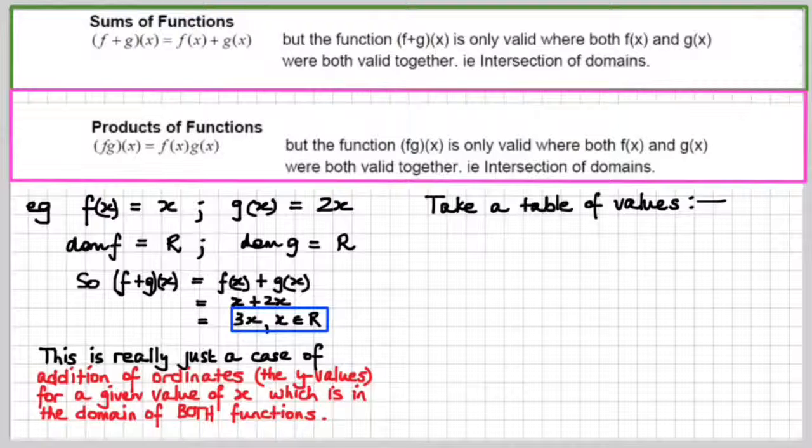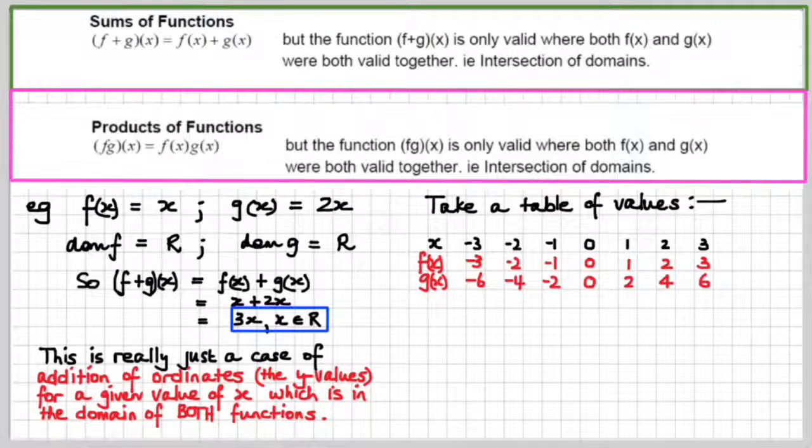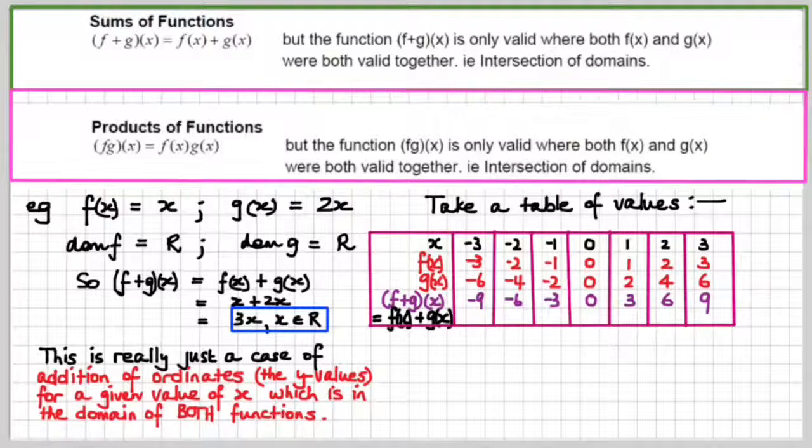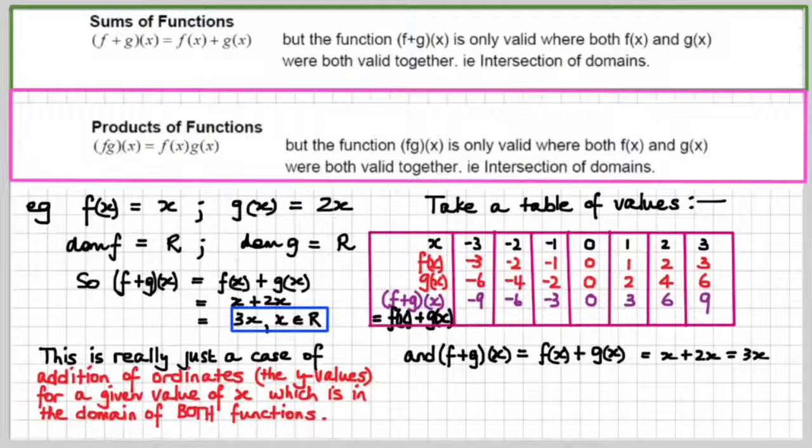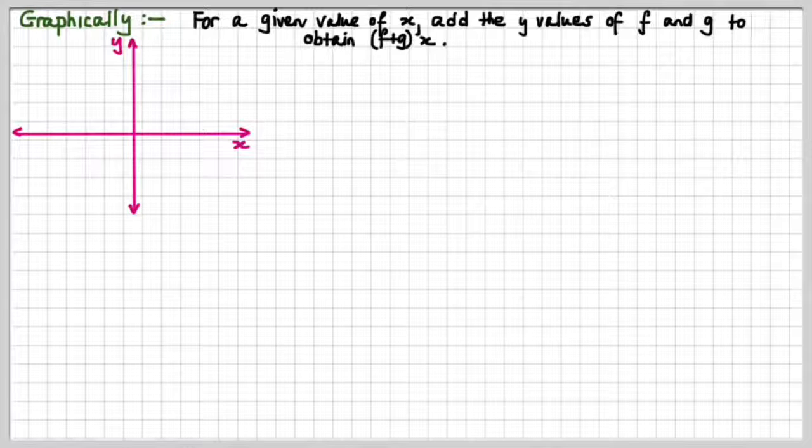We could do a table of values just to really flesh this out a little bit. Not really necessary, but I just thought I'd do it for you just to show you, okay? There's a table of values of x. That would be f(x), which is just x, and this would be g(x), which is 2x. Now, (f plus g)(x) is simply the addition of those two red numbers, okay? You get it, don't you? Not rocket science this, it's pretty easy, yeah? So, we know that (f plus g)(x) is f(x) plus g(x), which is x plus 2x, which is 3x, and Bob's your uncle.